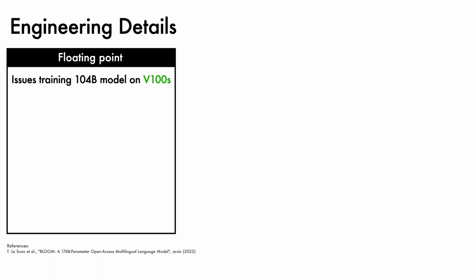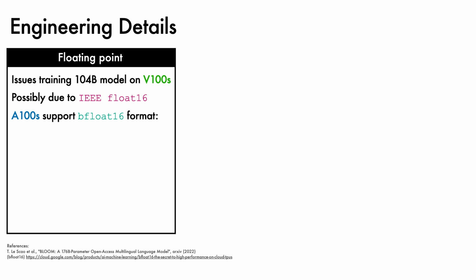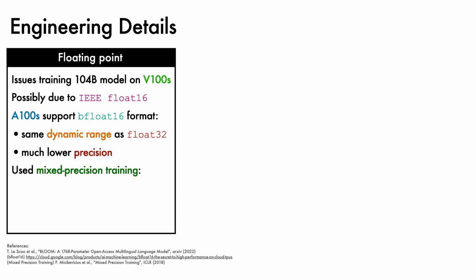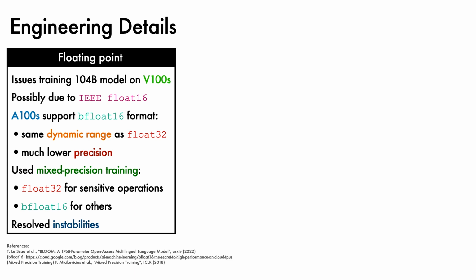In initial experiments with training a 104 billion parameter model on V100 GPUs, there were training stability issues. The authors believe that this may have arisen from use of the IEEE float16 format. In the final training run, A100s were used, which support bfloat16, which has the same dynamic range as float32, but much lower precision. Mixed precision training was used, combining float32 precision for sensitive operations like gradient accumulation with bfloat16 precision for the others. This approach was found to resolve training instabilities, mirroring the findings of work on the Megatron-Turing NLG 530B model.